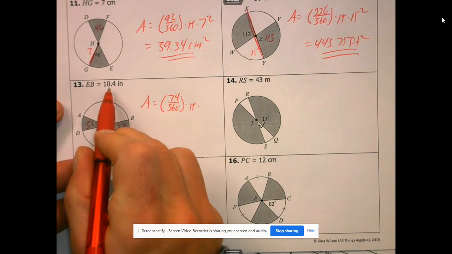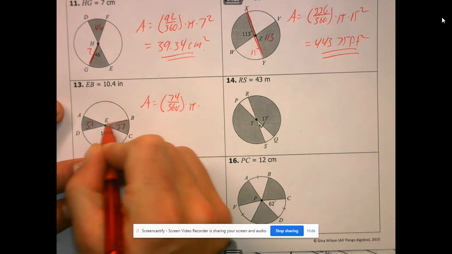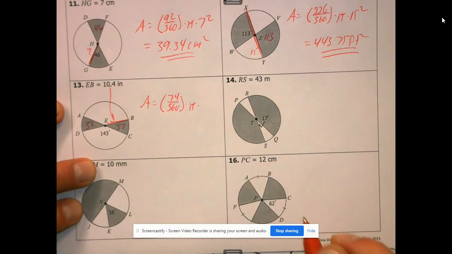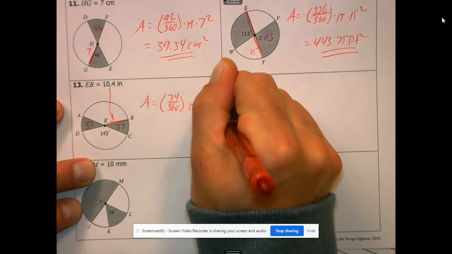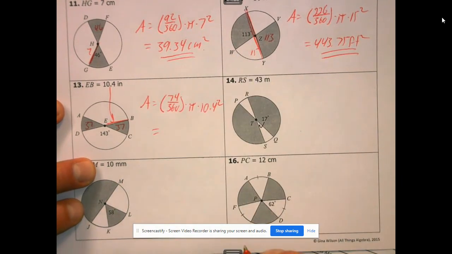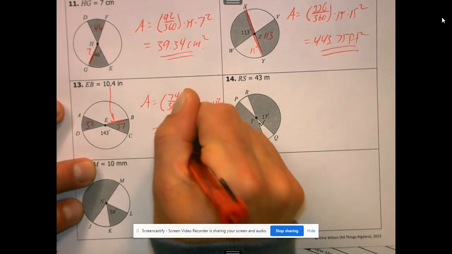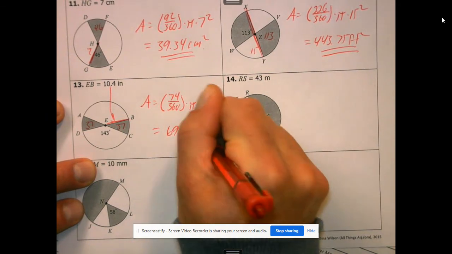Now, is this a radius? Is E to B a radius? Well, here's E to B. You bet, that's a radius. So just use that same number. Type it in. You should get 69.85 square inches.